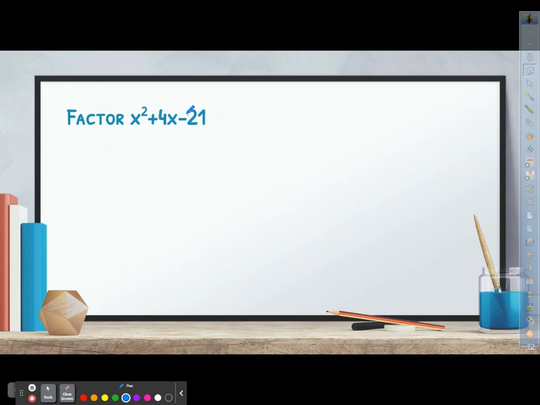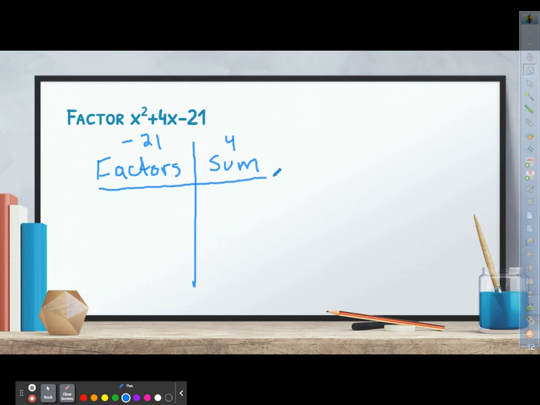X squared plus 4x minus 21. So I need factors of negative 21 that have a sum of positive 4. All right, so factors of negative 21. In order to get a negative when you multiply, one has to be negative and one has to be positive. For instance, 2 times negative 3 is negative 6. But also, negative 2 times positive 3 is also negative 6. So it could be either one.